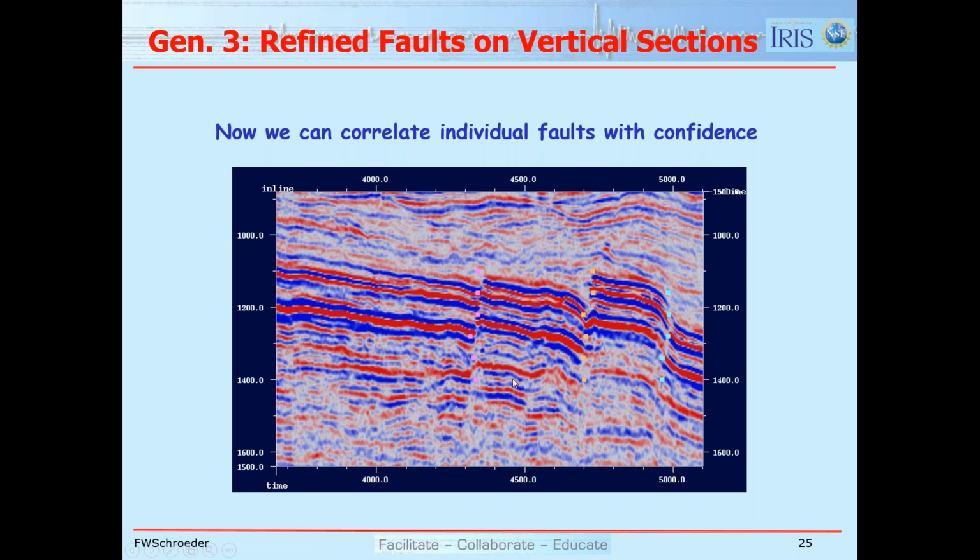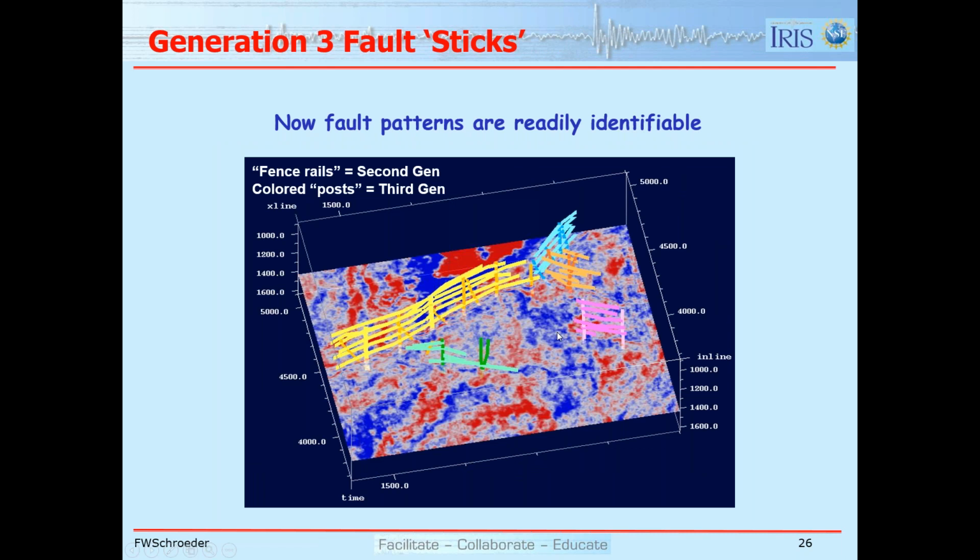And so I believe this is an inline. And so now I can start to get my final faults, the magenta fault, the orange fault, the cyan fault, using the second generation time slice interpretation to give me my third generation final fault offsets. And now I can turn off most of the seismic.